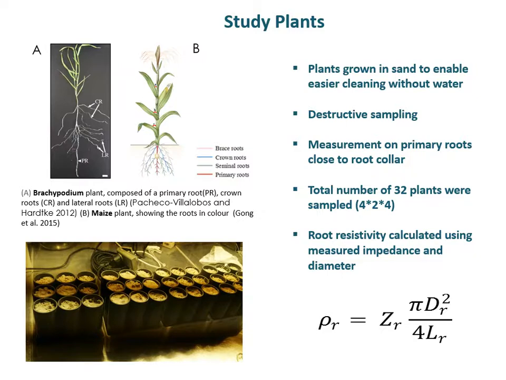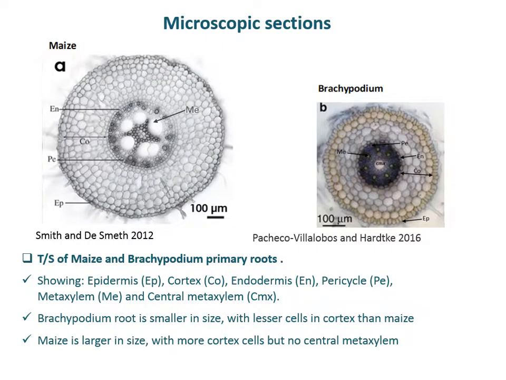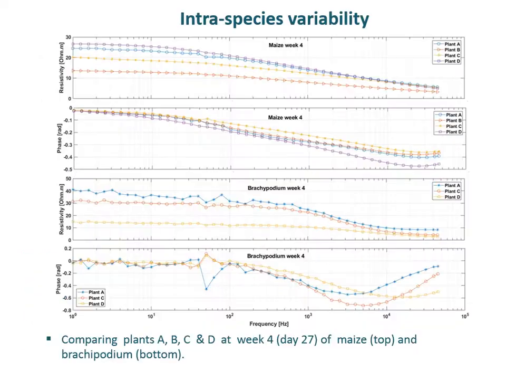We studied maize and brachypodium plants. We grew the plants in sand because if you wash the root, the water film on the root will interfere with the phase response of the plants. Then we looked at the sections of maize and brachypodium in order to be able to explain what we measure in terms of their electrical response. We see that brachypodium is smaller in size, while the maize is bigger and has more cells in the cortex, but there's no central metaxylem.